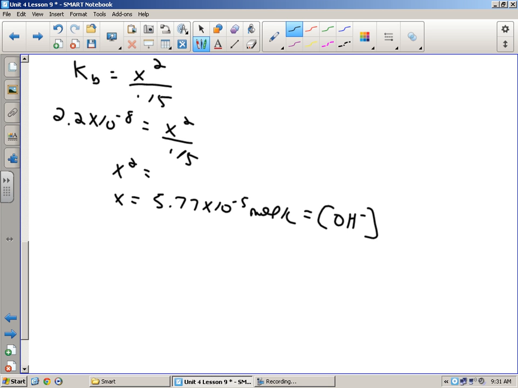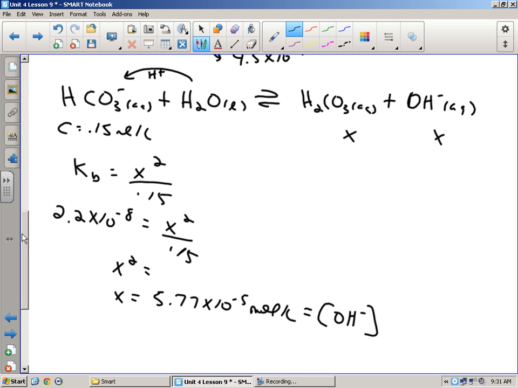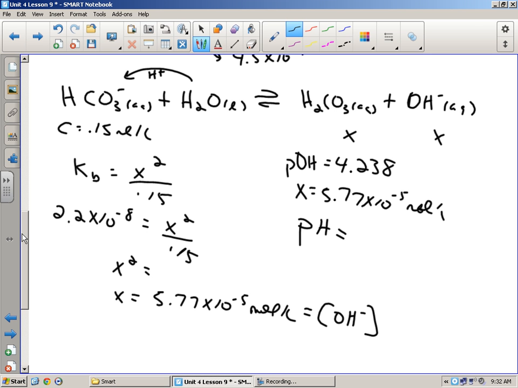So now that I know the hydroxide concentration, I can go back up to here. This is 5.77 times 10 to the negative 5 moles per liter. I can find the pOH of that, which will work out to be about 4.238. And therefore I can find the pH from that, which will give me about 9.76.